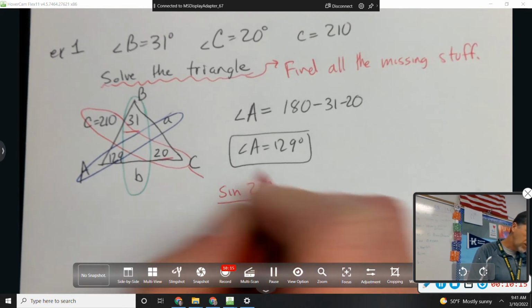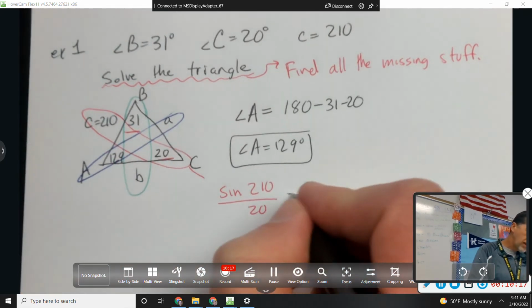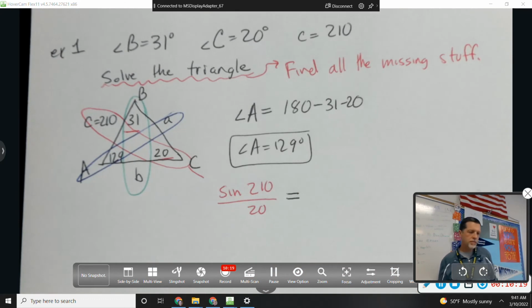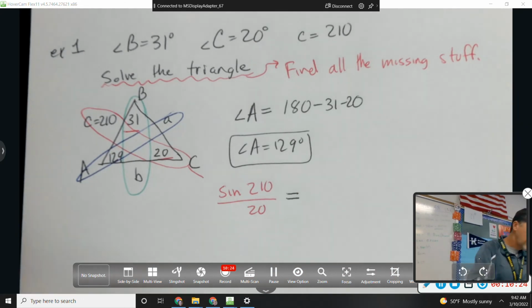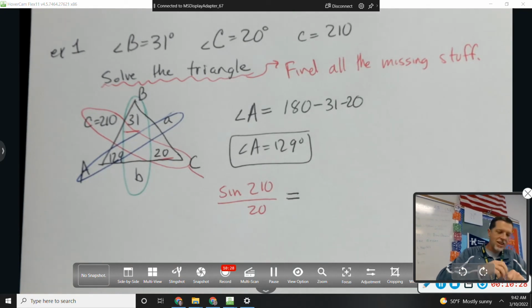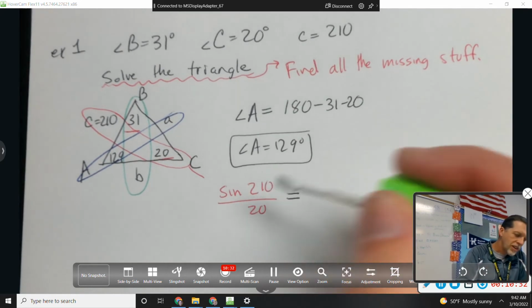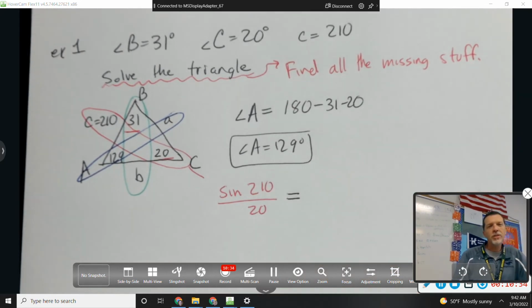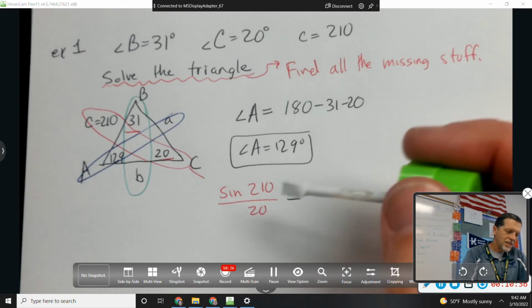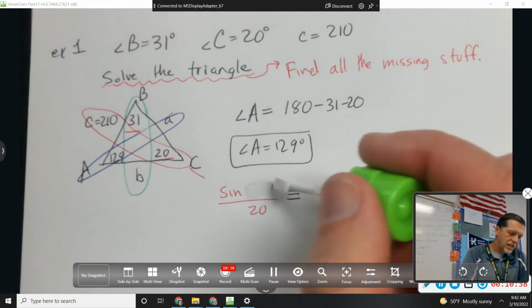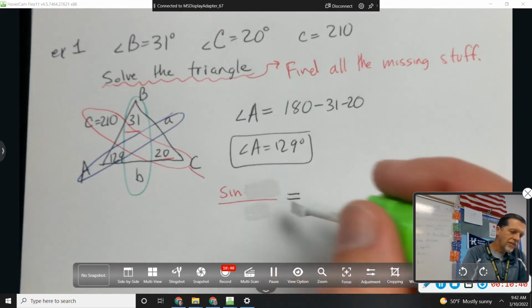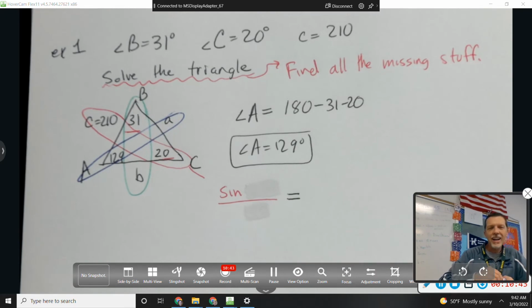Sine of 210 over 20 equals... Wait, I did that wrong, didn't I? That's a common mistake. I wish I could say I did that on purpose to draw attention to it. What did I do wrong? Do you see what's wrong with that? You've got to take the sine of an angle. Never take the sine of a side. It's always the sine of an angle.